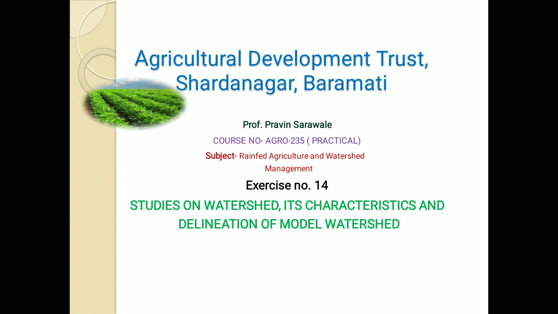In this subject, we have already covered exercise numbers 11, 12 and 13. Now, the next exercise, number 14, is studies on watershed, its characteristics and the delineation of model watershed. That means all the information regarding watersheds and related to the watershed.